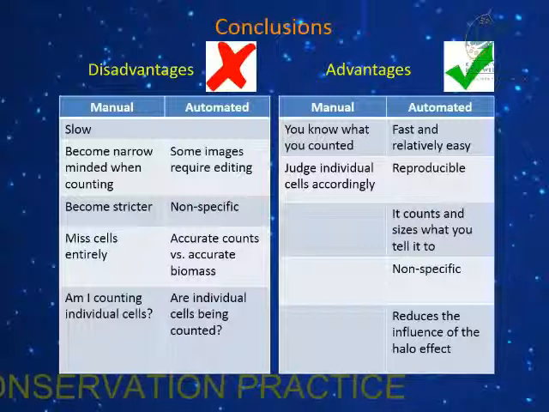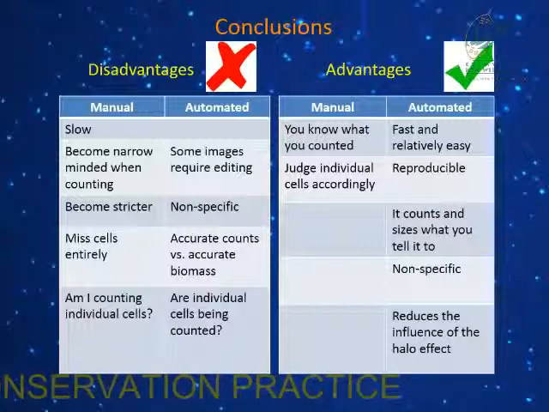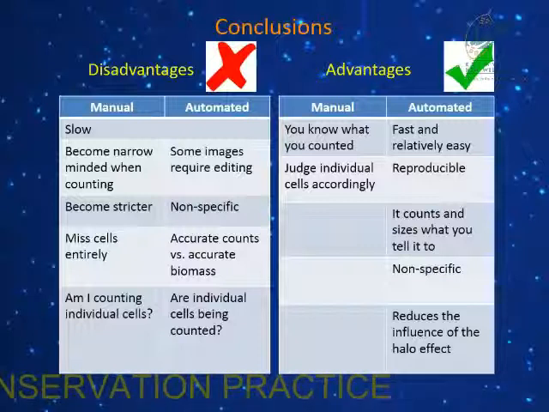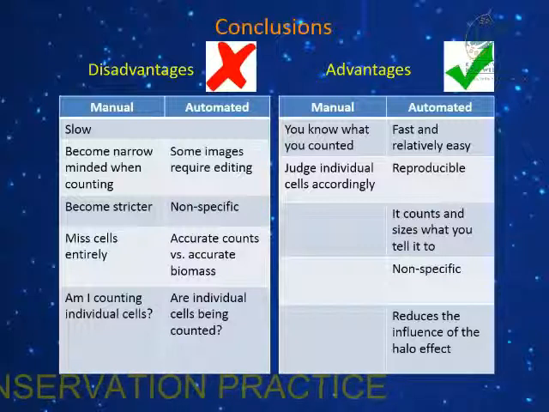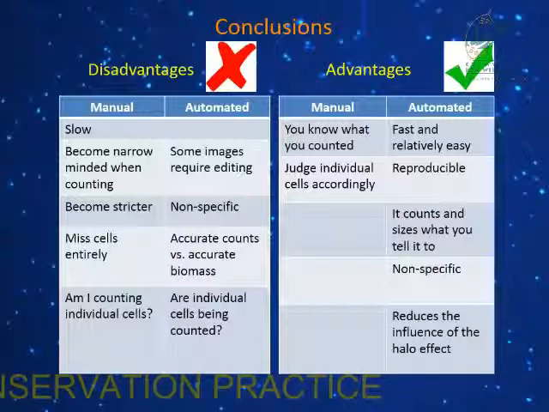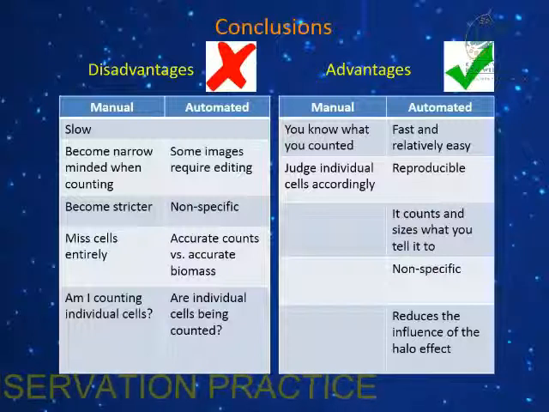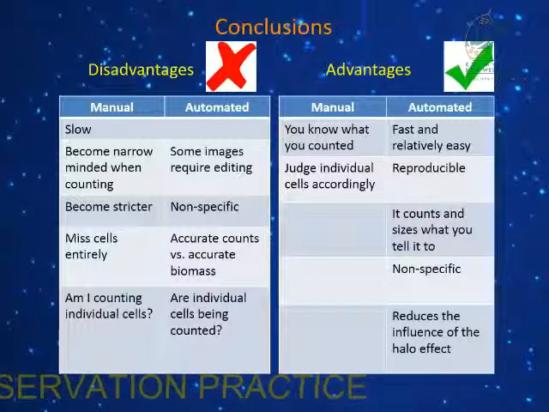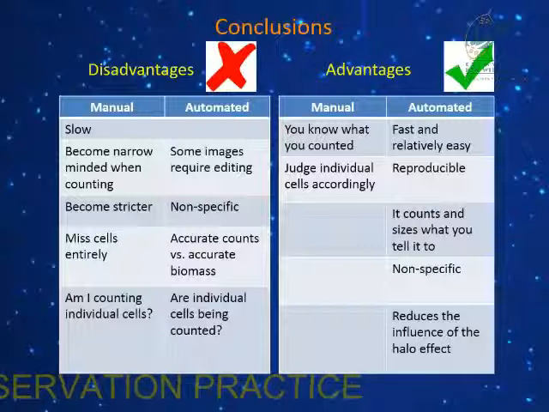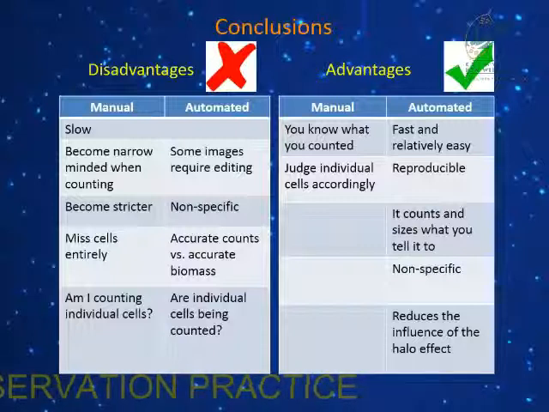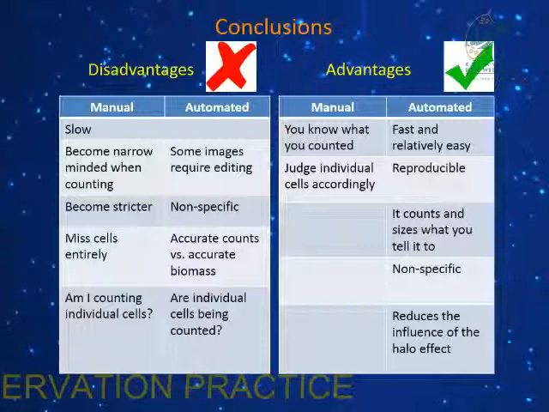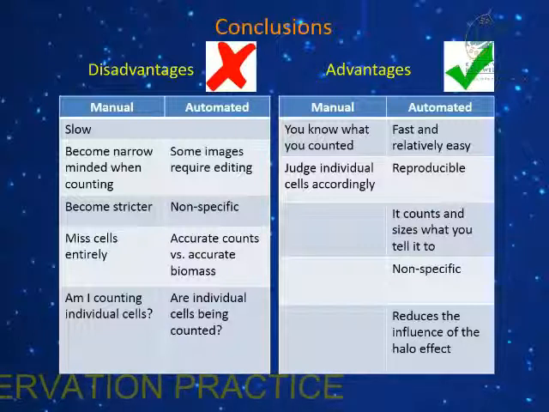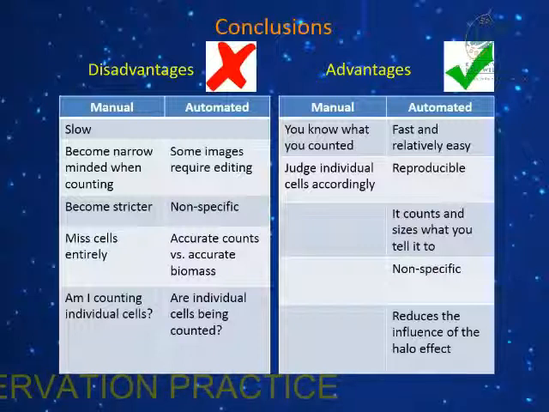The disadvantages of the automated system: some images do require a little bit of editing. You've got a lot of detritus. It is non-specific. And you've got this accurate count versus accurate biomass trade-off, depending on your segmentation selection. And again, are you counting individual cells? But the advantages of the automated system far outweigh those of the manual. Advantages of the manual: you know what you're physically counting, and you can judge each cell individually. But the automated system is fast, relatively easy, very reproducible, it counts what it tells you to count, it's non-specific, and it reduces the influence of the halo effect.